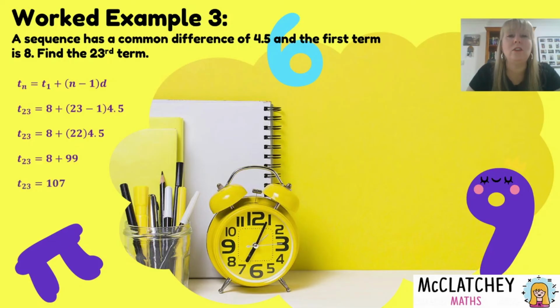That's my 23rd term. So using the rule can be very handy because you can very quickly find any term in that whole series just with 2 pieces of information, first term and the common difference.